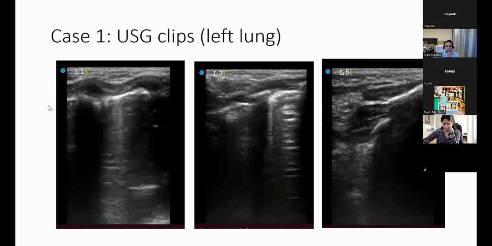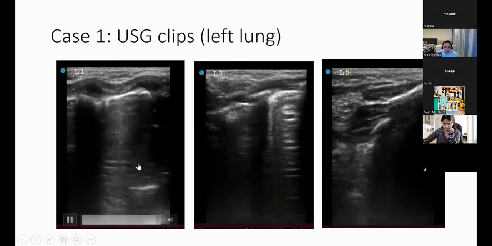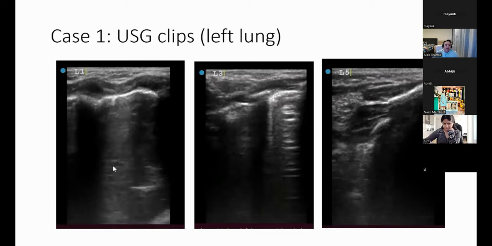Can you see my marker? You probably can't. Okay. So, these ones, exactly. They're A-lines. And my gut feeling is that if you used a slightly lower frequency, you would have seen more of an A profile with less accentuation of the B lines that you see there.